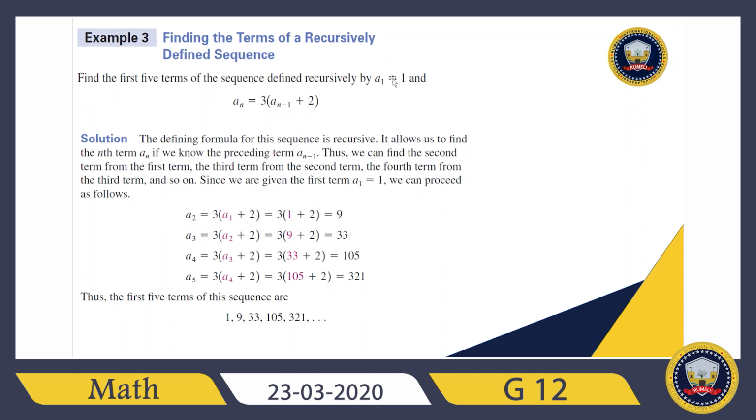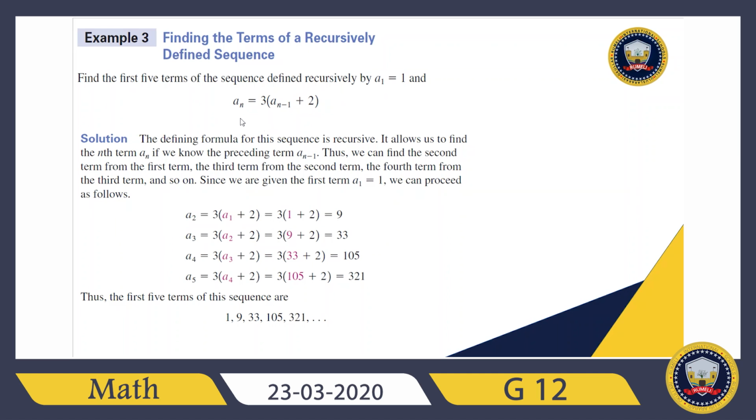And it's telling me a_1, the first term, is 1. So instead of having a_n depend only on n, in this case a_n depends on the preceding terms, in this case only a_n minus 1. So how to find the first 5 terms in this sequence? Basically we have to start one by one. The first one, which is given, a_1 equals 1, so I have to find the second term.